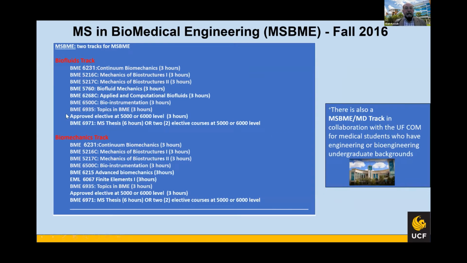At the master's level, we have 2 tracks, biofluids and biomechanics, and listed here are typical courses. Continuum biomechanics is required of all of our students. These 2 courses in biostructures are taught in collaboration with the College of Medicine, where students actually go to the College of Medicine's anatomy lab and experience anatomy. They're exposed to anatomy lessons and dissections and actually participate in hands-on experiences at the anatomy lab, in addition to anatomy and physiology components of the class that are taught in terms of live lectures.